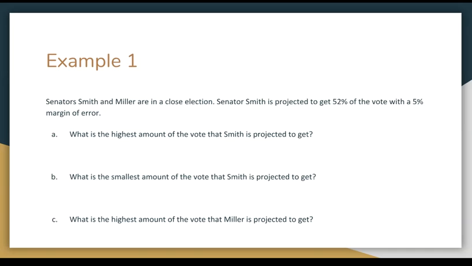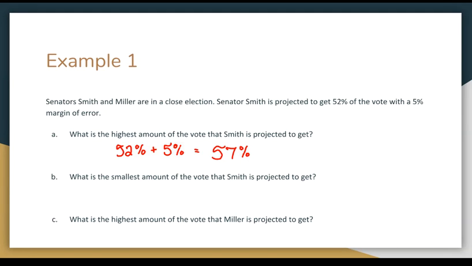So let's look at example 1 right here. It says Senator Smith and Miller are in a close election. Senator Smith is projected to get 52% of the vote, so he's projected to win, but there's a 5% margin of error. So he's projected to win, but there's still a possibility that he may not get that percentage of the vote. So the highest amount of the vote that Smith is projected to get, we take the percent and we add the margin of error. So in this 95% confidence interval, the highest percent of the vote that he's projected to get is 57%.